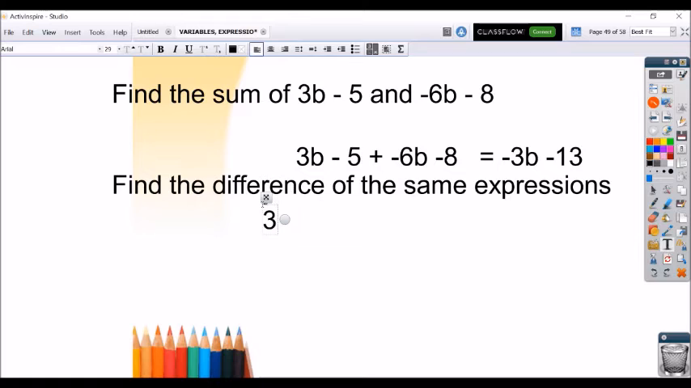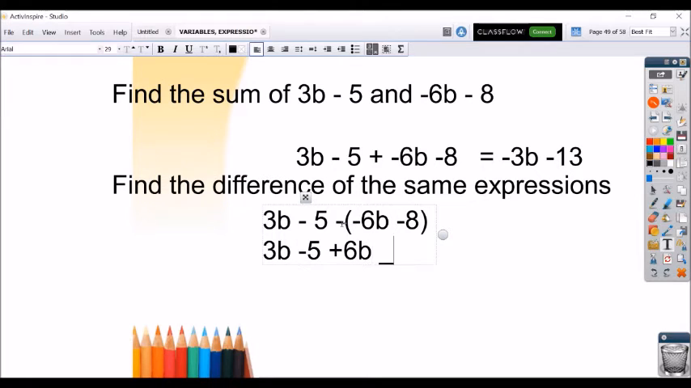So down here, 3b minus 5 minus negative 6b minus 8 in parentheses. Here I'm distributing that negative 1 again. So the 3b subtract 5 is going to stay the same. Then it's going to be plus 6b because two negatives make a positive, plus 8 because again the two negatives turn into a positive. So here I end up with 3b plus 6b, which gives me 9b, and then a negative 5 and a positive 8 leaves me with positive 3.